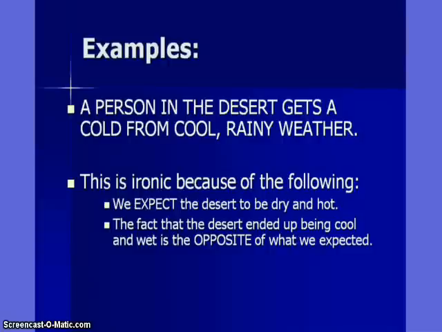If a person in the desert gets a cold from cool, rainy weather, that would be another example of irony because normally deserts are expected to be dry and hot, and the fact that the desert ended up being cool and wet would be the opposite of what we expected. That would be ironic.